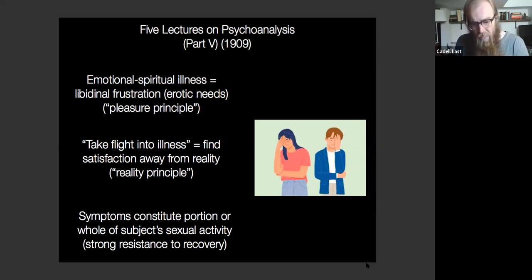So you here have symptoms constituting a portion or the whole of a subject's activity, and the reason why, in some sense, the ego so strongly resists cure is because it is highly attached to its symptom. It doesn't want to let go of its symptom. It does not want to get better, in some sense.